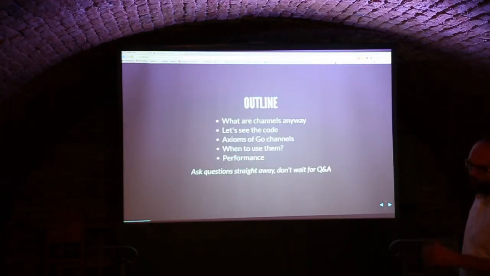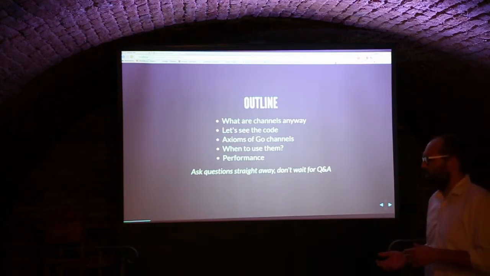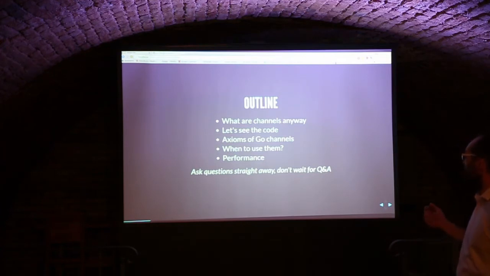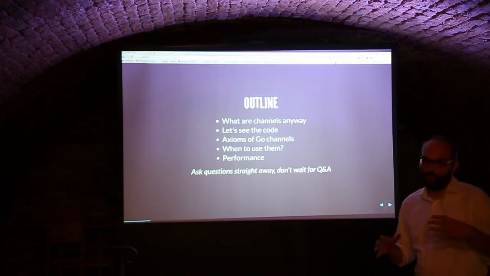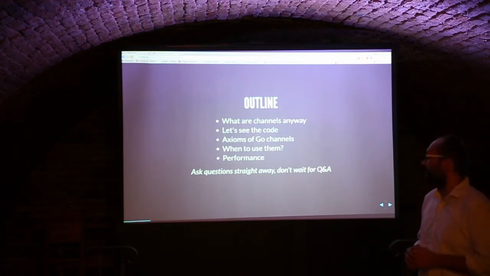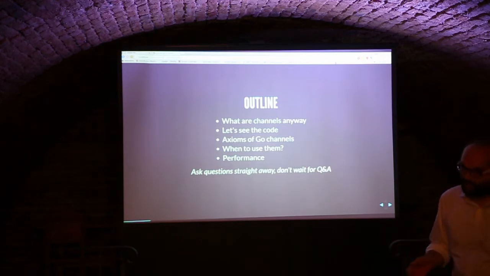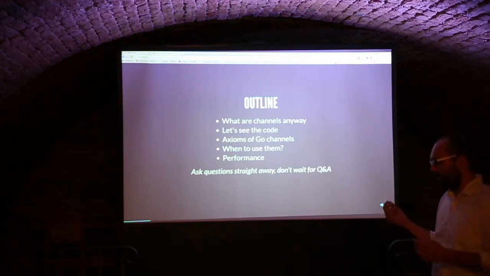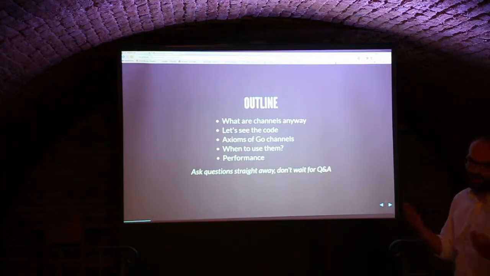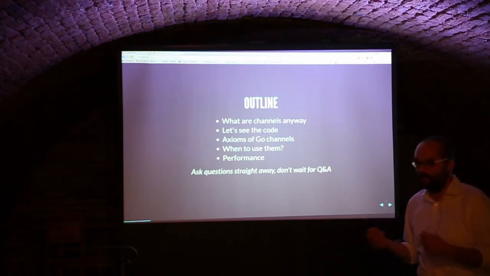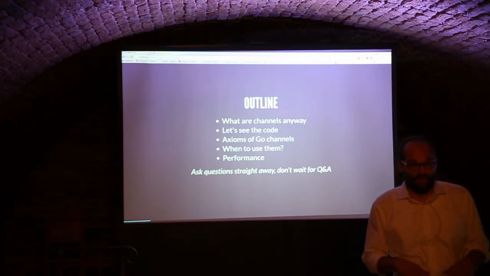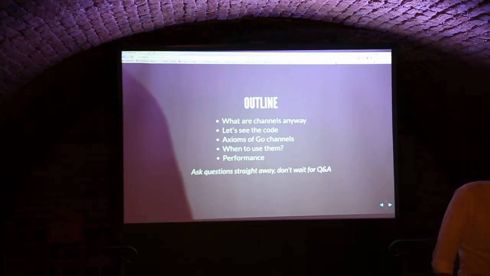So what we're going to talk about. First, what channels are, what types there are, and what you can do with them: you can make them buffered and so on. Then I'll try to go through the source code and see what's there. You're going to see a lot of stuff which is not idiomatic because it's unsafe: pointers and so on. Then I found an article about the axioms of Go channels, basic principles you should always remember whenever you deal with them. Last will be when to use them, when a mutex is maybe a better choice, and how about the performance.